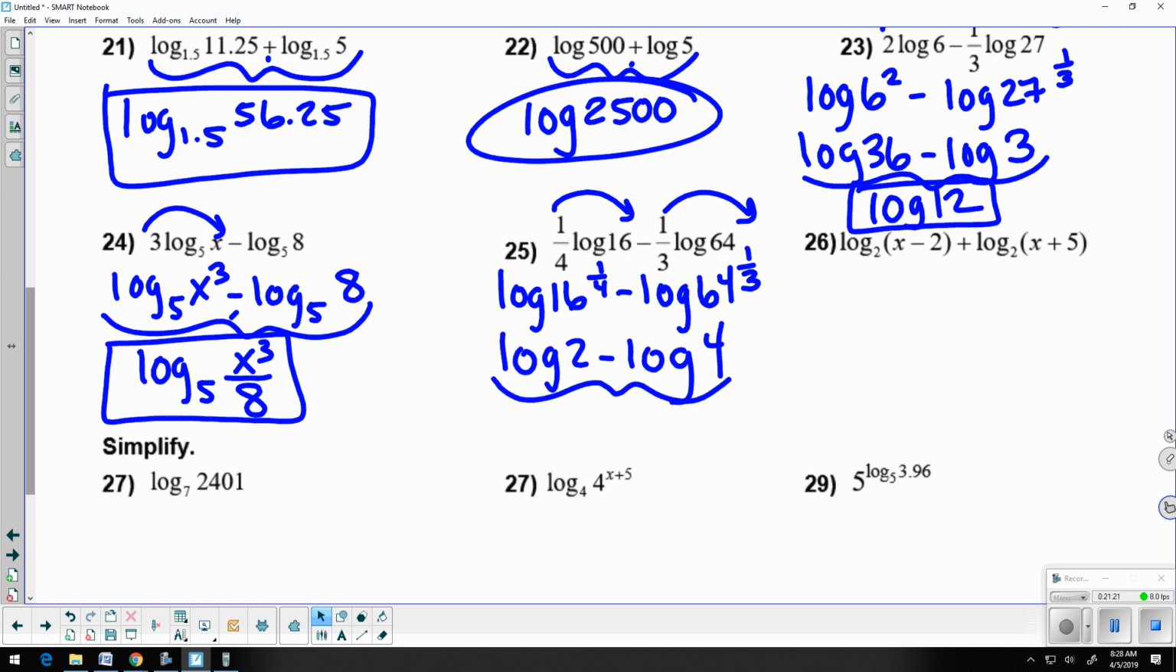Again, I see a minus sign, so I'm thinking division. So this would be log, when you do 2 divided by 4, that's just going to be 1/2. So log 1/2. So 2 over 4 reduces down.